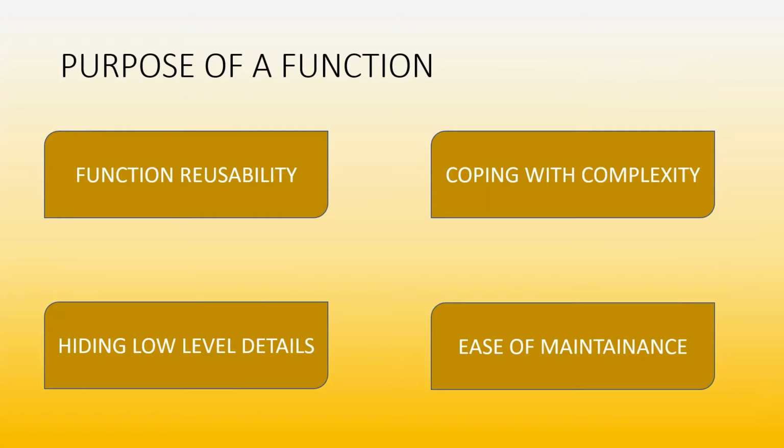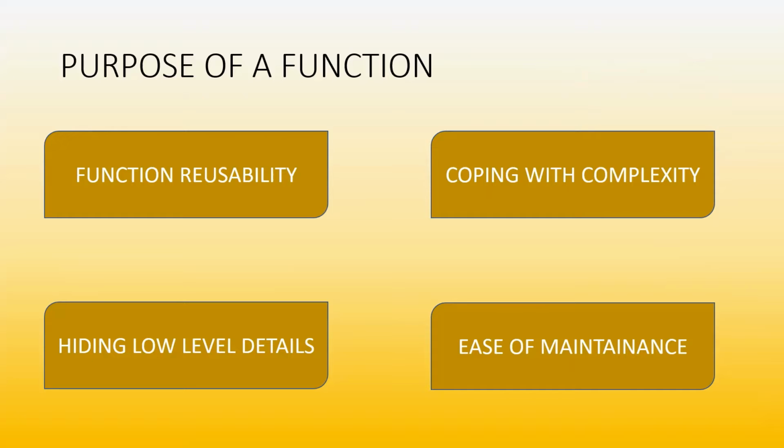And then we've got hiding low-level details. A method hides the complex details from users. Once a method is defined, users simply have to call the method to execute the task, and they do not need to know about the background code.